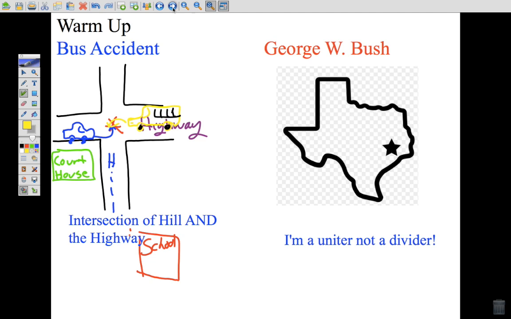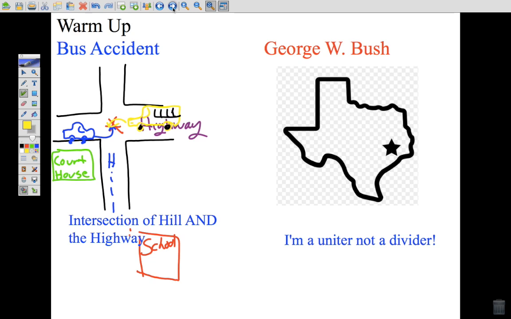And he made that one of his many campaign slogans as he was running for president, saying, I'm a uniter, not a divider. So when we think of George Bush, we kind of think about what a union is. It's bringing everything together all in one big group. We're uniting the Republicans, the Democrats, the independents, everybody all together. And the hope was that everyone would work for the betterment of the country.